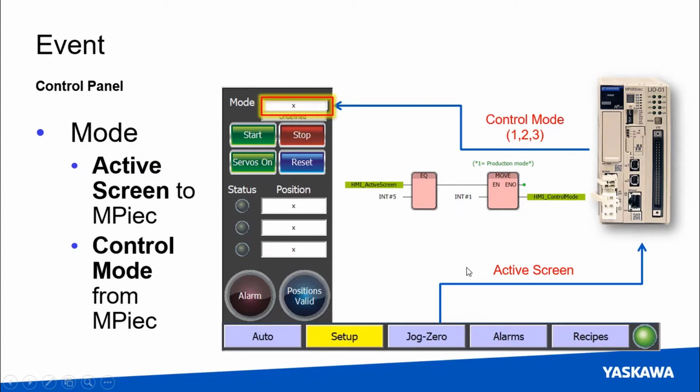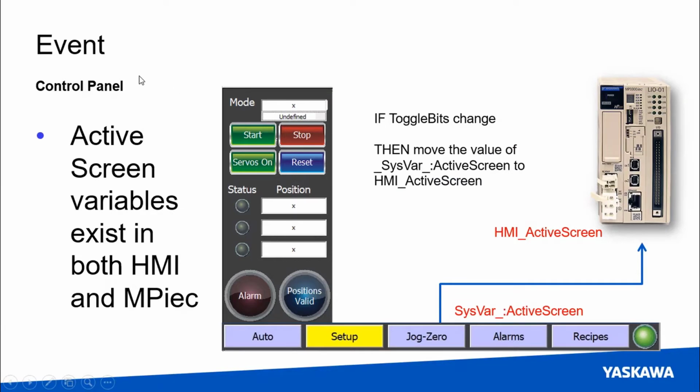But this logic in the controller does depend on knowing what the active screen is in the HMI. I have pretty simple code to determine the control mode, but in a more complex application, this code would be a lot more complex. Nonetheless, the controller should know the active screen that's currently being used in the HMI. So how can we send that from the sysvar active screen variable that we've been using since the beginning into this controller? The answer is to use what's called an event.